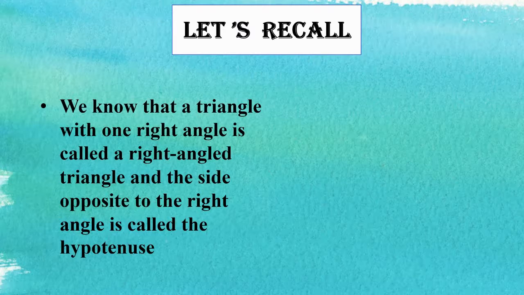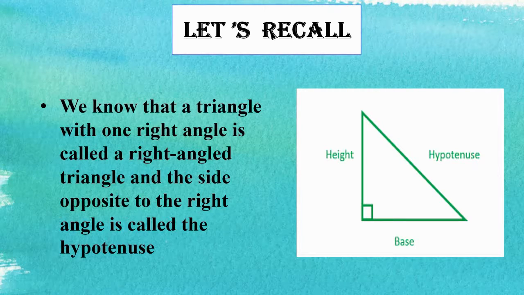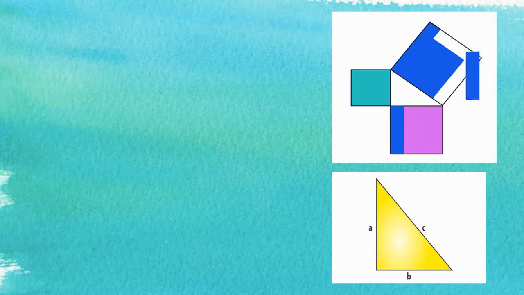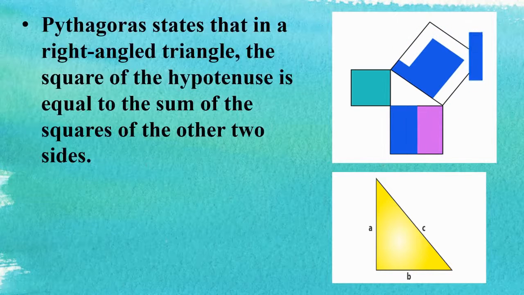We know that a triangle with a right angle is called a right angle triangle, and the side opposite to the right angle is called the hypotenuse. Then we have seen Pythagoras theorem.